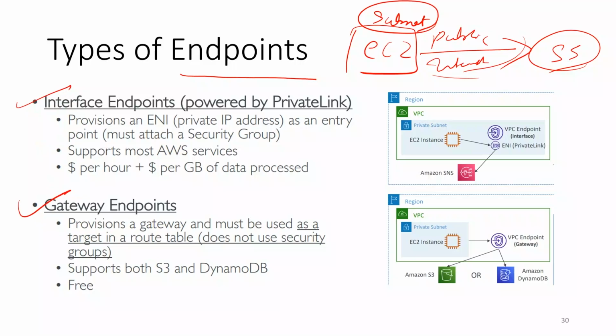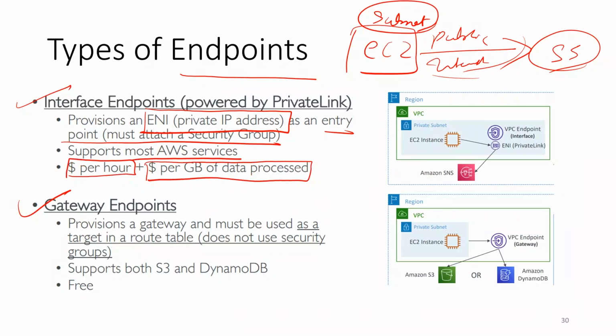Now, interface endpoints are a little bit on the costlier side, because they give you access to most AWS services, and actually to any kind of service that you need, using the private network. Why? Because it provisions an ENI, an elastic network interface, as an entry point, and you have to attach a security group to it. That's why it supports most of the services, and you have to pay per hour in dollars and per GB of data processed.